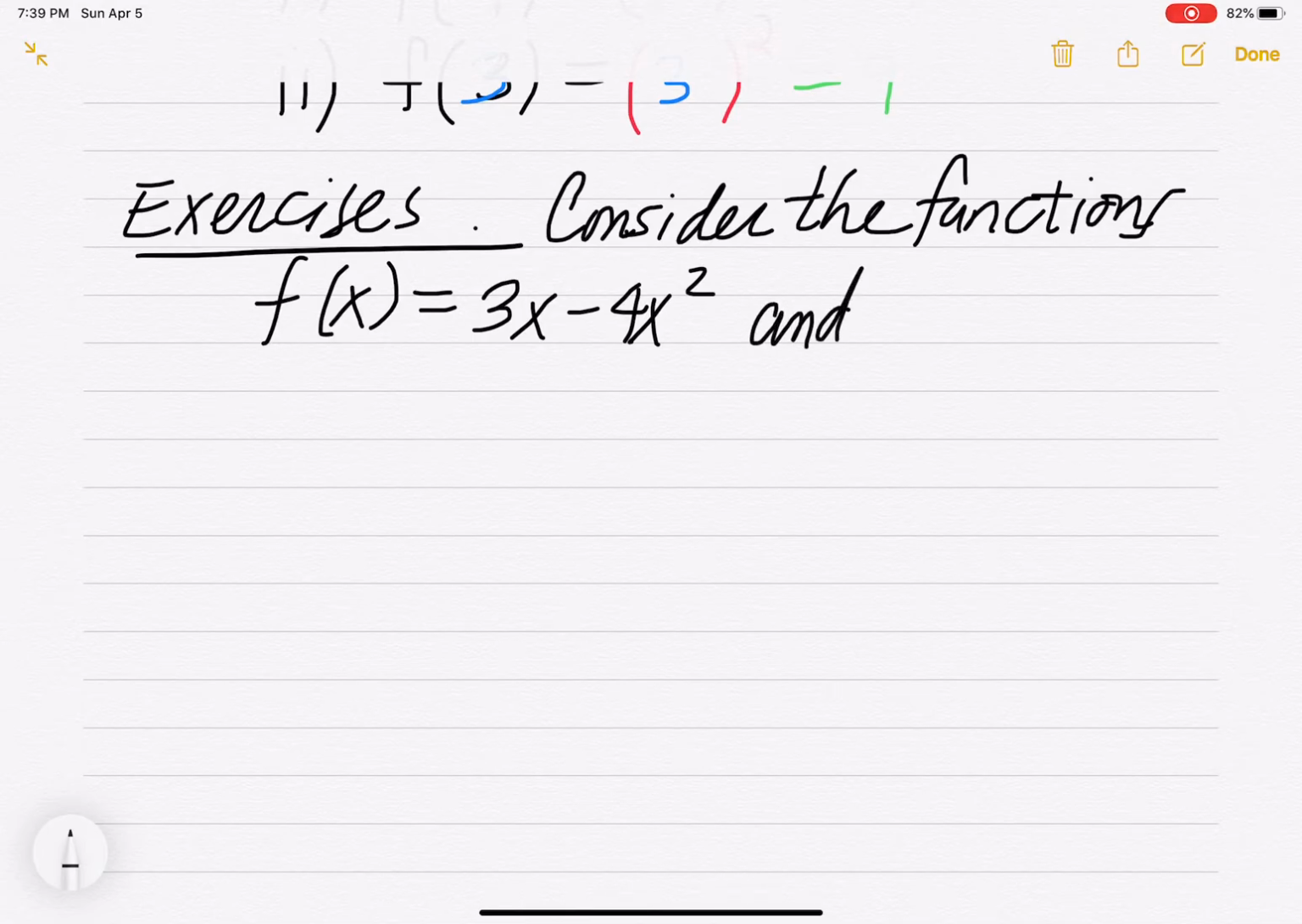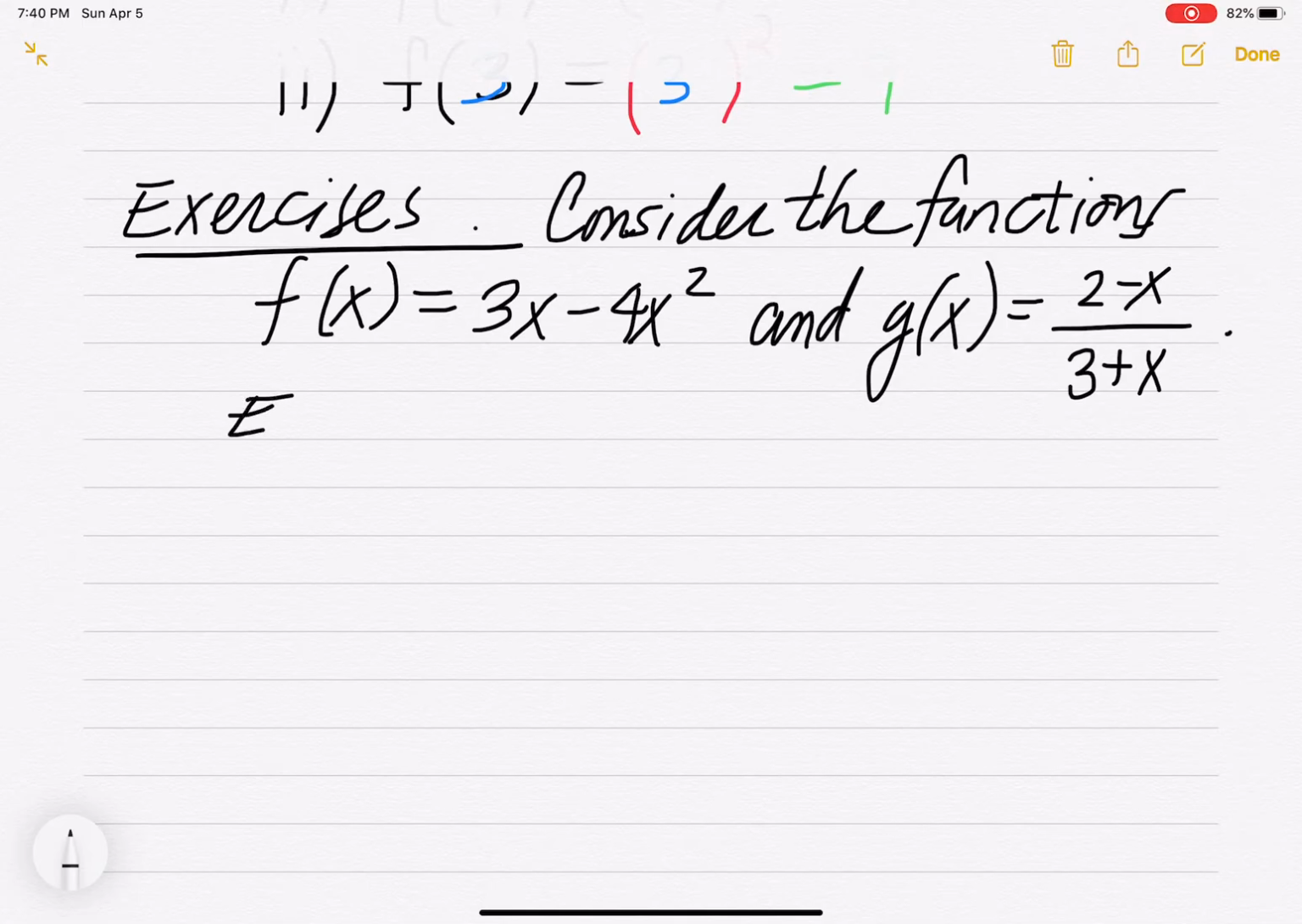And I've got another function, g of x equals 2 minus x on top, and on the bottom, so we've got a fraction, 3 plus x. So here the input is x, and the output is 2 minus x divided by 3 plus x. That's the way the function works, inputs and outputs. Evaluate the following.